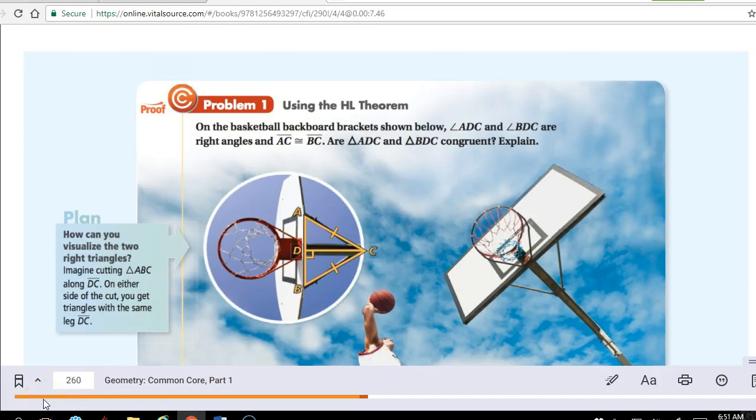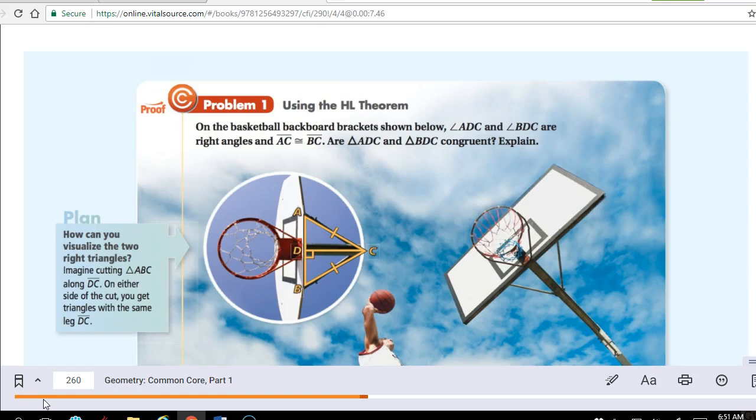Hello, we're looking at problem number 1 found in section 4.6 of your geometry textbook. This is found on page 260. In problem number 1, we're going to be using what's called the HL theorem, which is referred to as the hypotenuse leg, and this only works with right triangles, trying to prove right triangles are congruent.